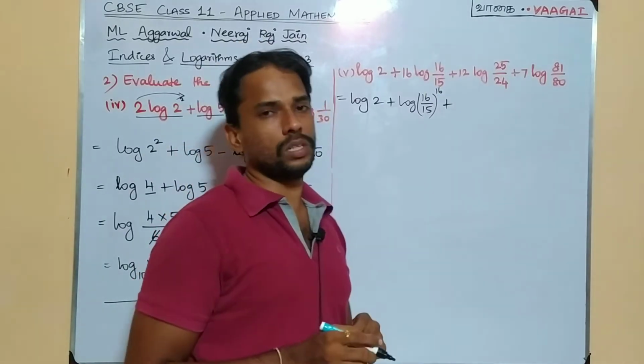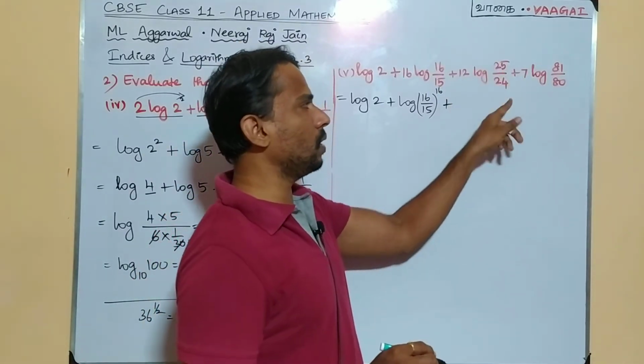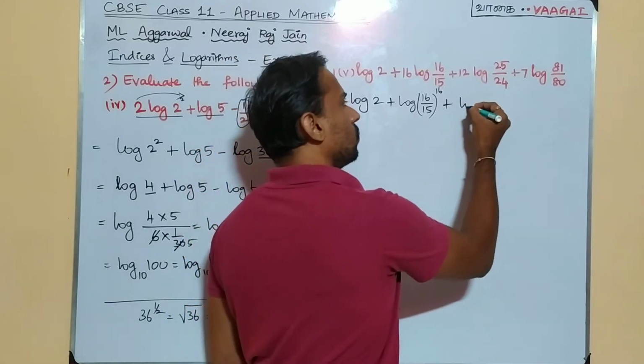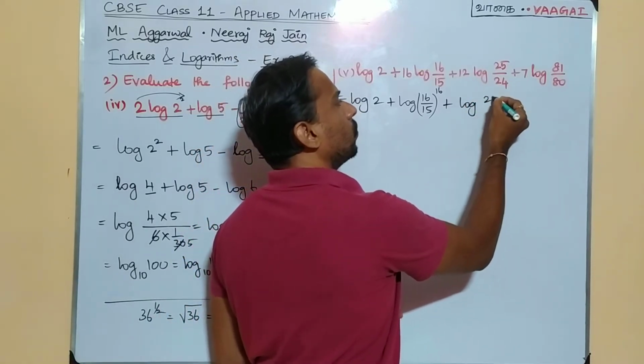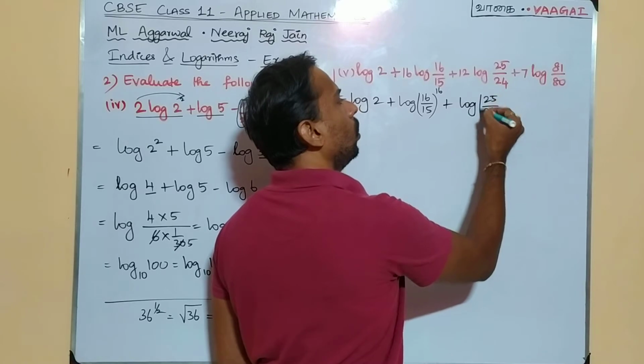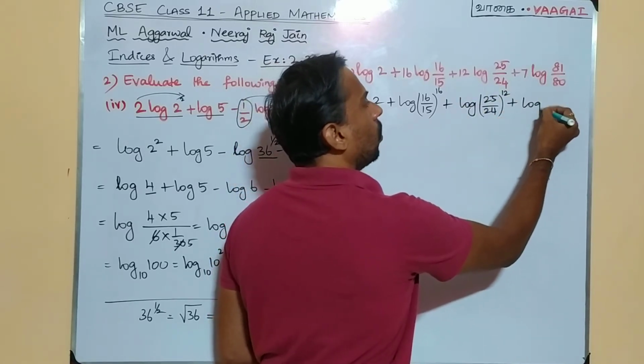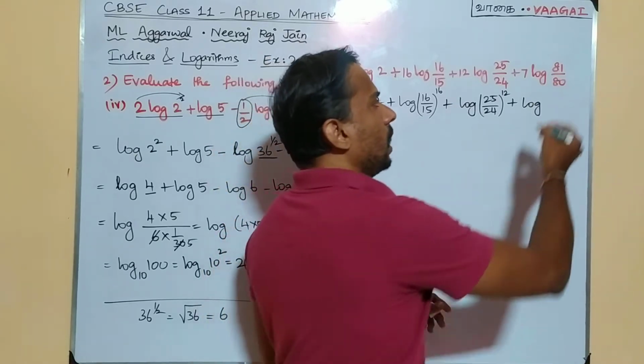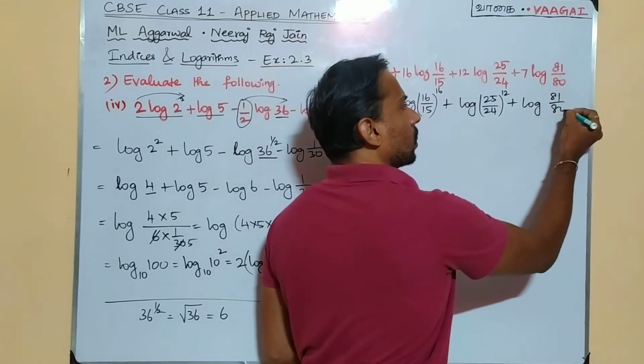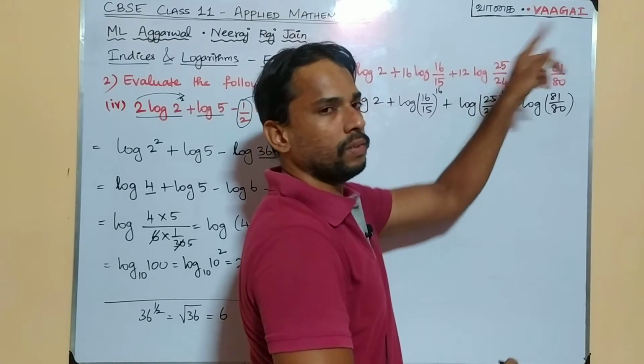Plus, continue. Here again I'm going to do the same thing. 12 log 25 by 24. We can rewrite this as log of 25 by 24 whole power 12. Then again plus log of 81 by 80. Carefully see this, 81 by 80 whole power 7.